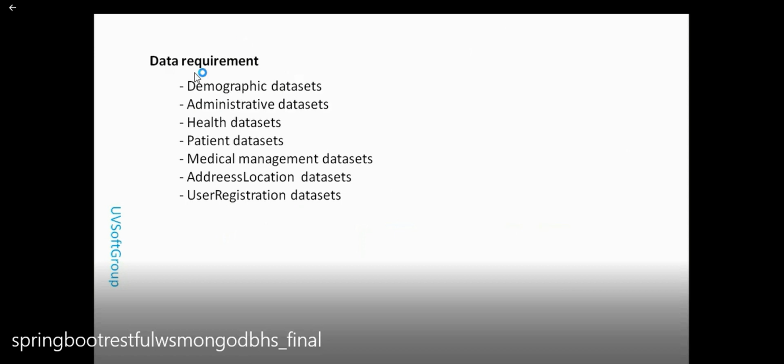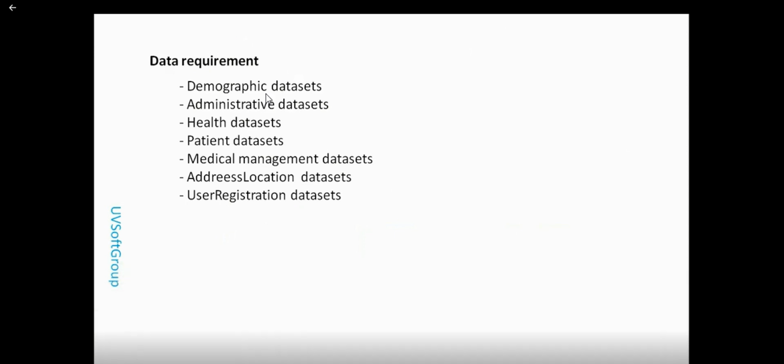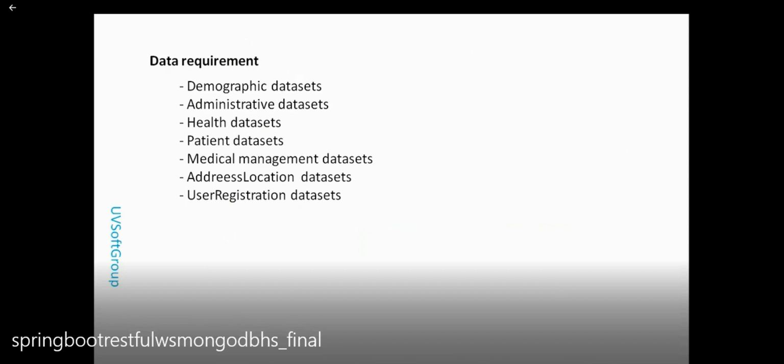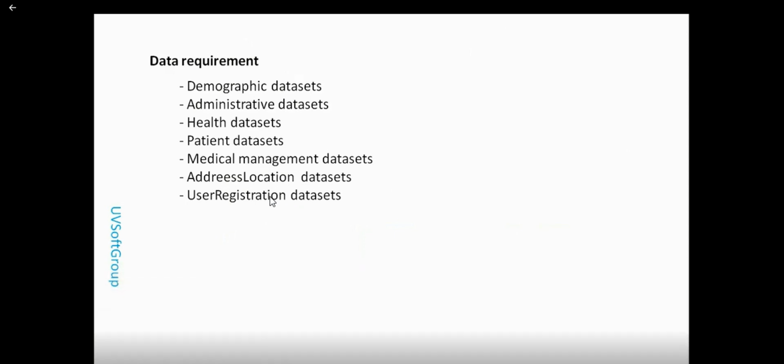You see the requirement, which set of data you need to implement for all the basic CRUD operations for your REST API functionalities. You see the demographic information for the people, the populations, and then it has administrative data sets, health information, and patient data sets. It has medical management data sets and address location. That means geographical location, so every health center and address of the patients can be tracked geographically.